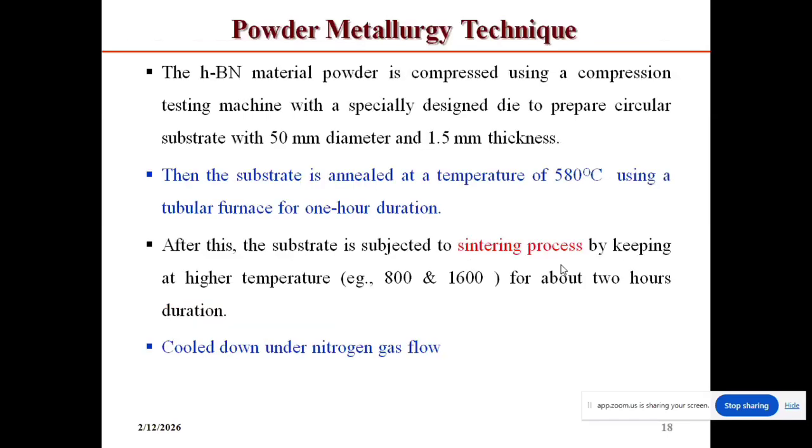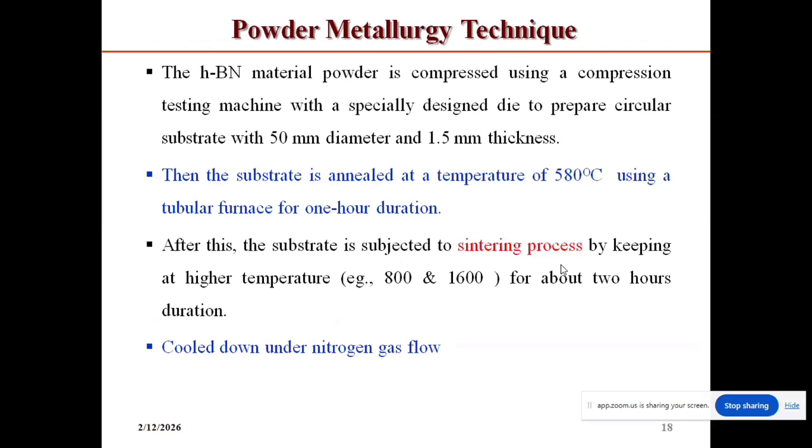The powder metallurgy technique is nothing but the HBN material powder being compressed using a compression testing machine, by using a specially designed die setup. Then the compressed substrate, which is a green substrate, is annealed at a temperature of 80 degrees to make it rigid. After this annealing process, a sintering process is done at a high temperature to strengthen the substrate. Finally, it's cooled down under nitrogen gas. So these are the processes involved in the powder metallurgy technique.